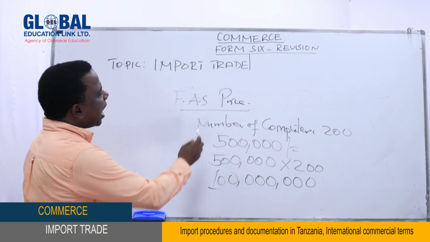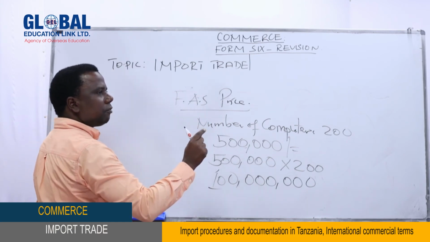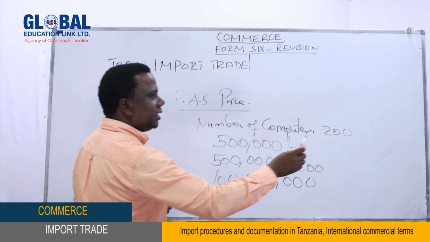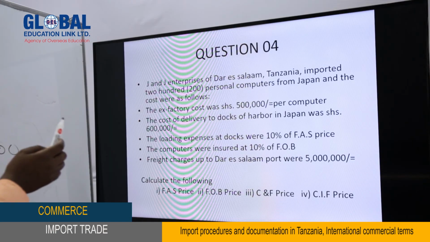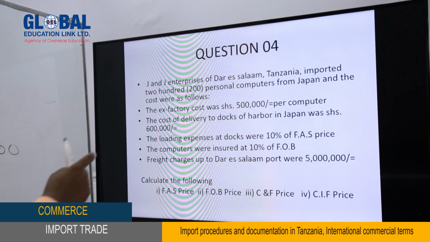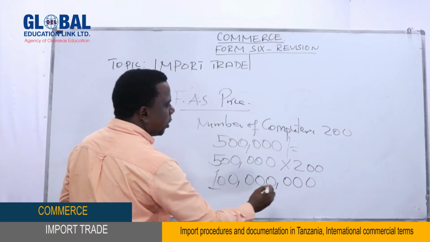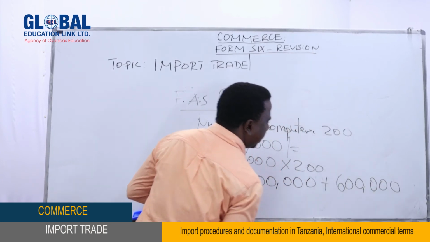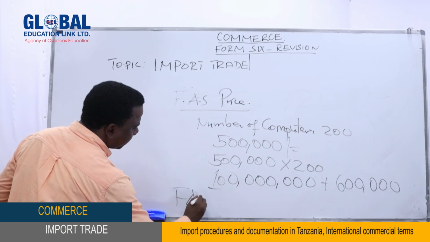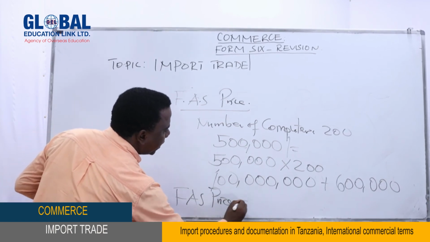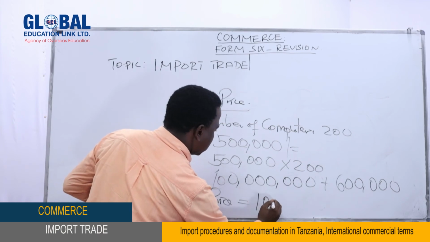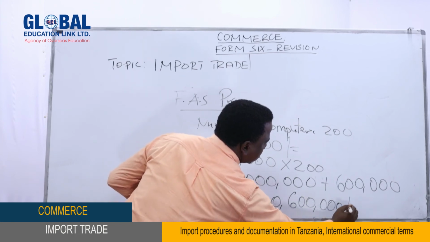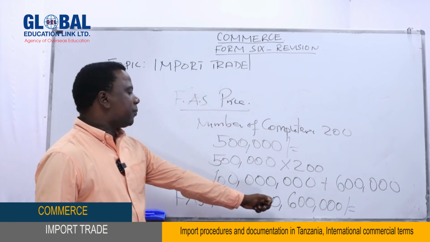But first price means the price includes the cost of transporting those goods to the dock. And the cost of transporting or delivering those goods to the dock is 600. So here you have to add 600. And therefore, first price will be... now this is first price.